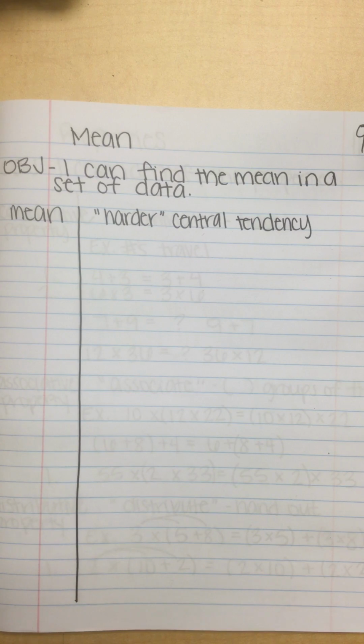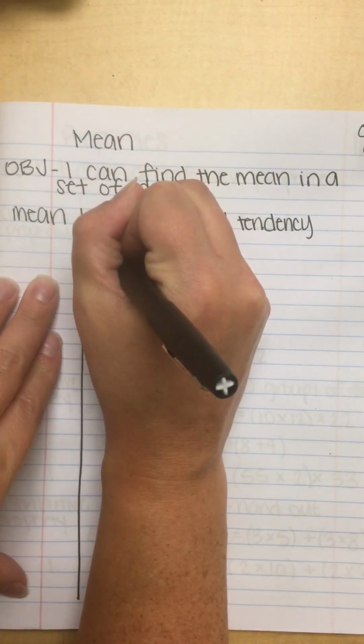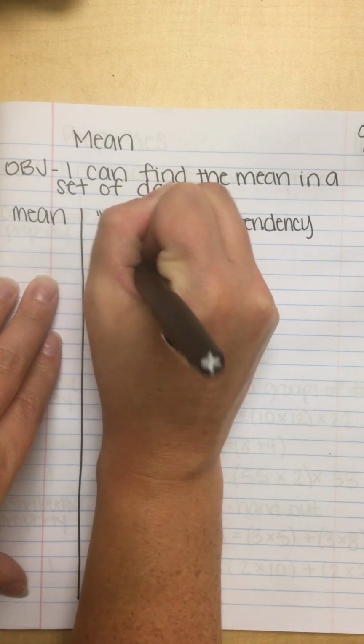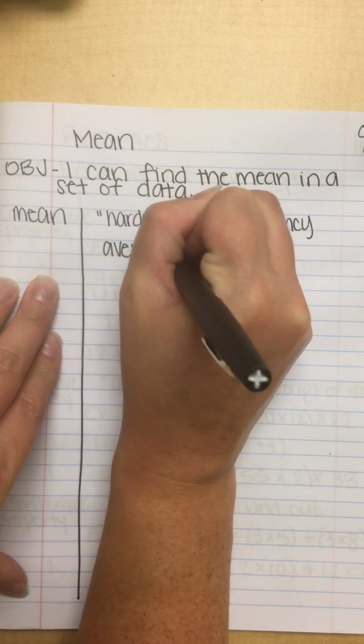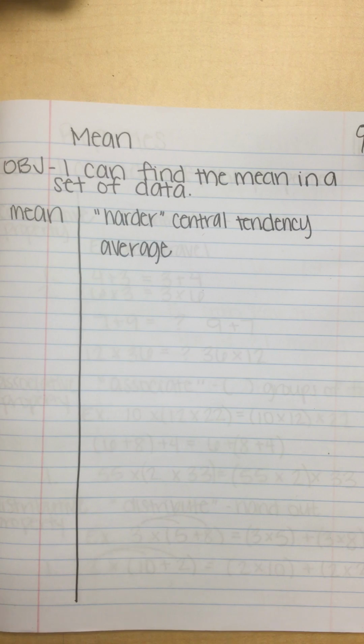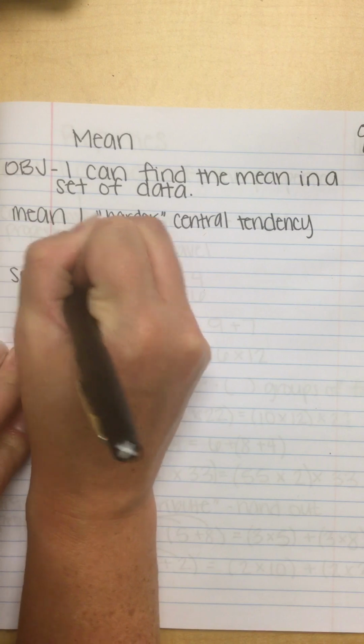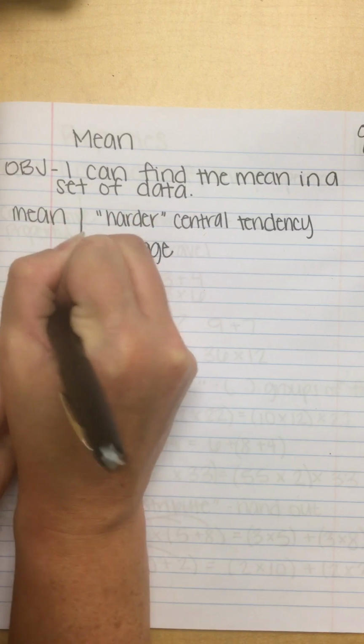So when we are going to find the mean in a set of data, what we are actually finding is the average. So today, your objective is to be able to find the average in a set of data. Okay? So let's do an example. I'm going to put set of data. You have to have your data first.